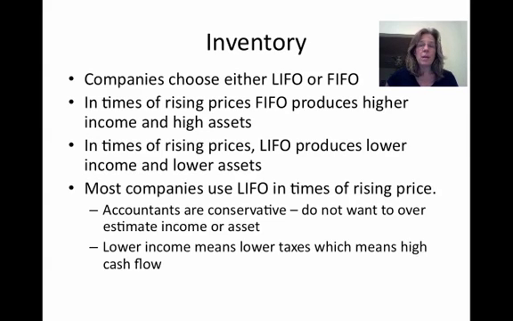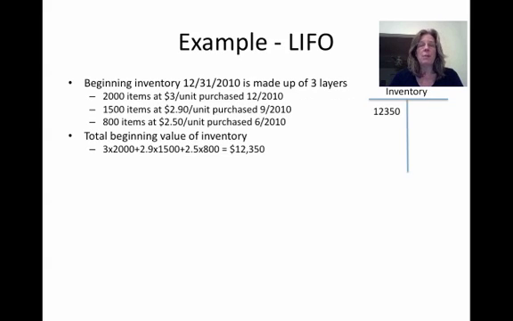And then also lower incomes means lower taxes, which means higher cash flow. And we always want to minimize taxes. We want to minimize the amount we're paying to the government. So what we're going to do now is go through an example, first one of LIFO and then of FIFO.